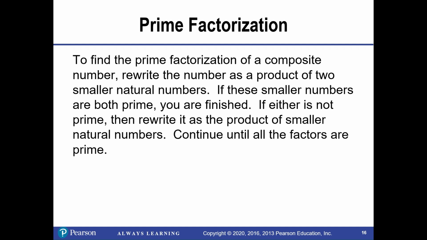So for example, when we talked about 6 being expressed as 2 times 3, 2 and 3 are both prime, so we were done. But when we said that 8 was 2 times 4, 4 wasn't prime, so we weren't finished. If one of the factors is not prime, then we rewrite it as the product of smaller natural numbers. So again, I said, all right, well, 4 is 2 times 2. So I would say 8 is 2 times 2 times 2. And then we just continue in that way until all of the factors are prime.